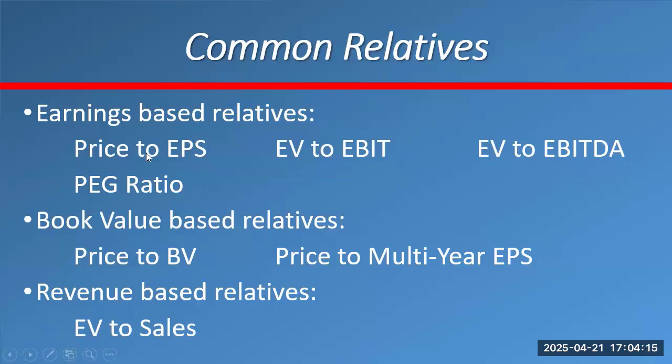What's going to be the highest number of these three? Well, it's probably going to be price. Why? Because you're dividing by earnings. Here, you're dividing by a number where you're adding back a bunch of stuff. So your denominator is going to be much larger. It's going to give you a much smaller number.